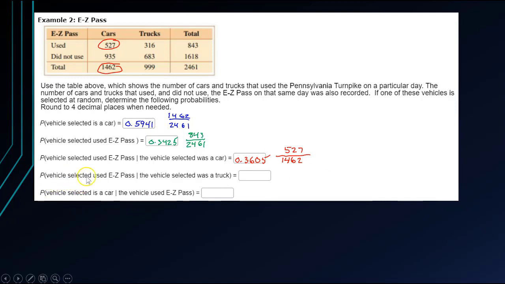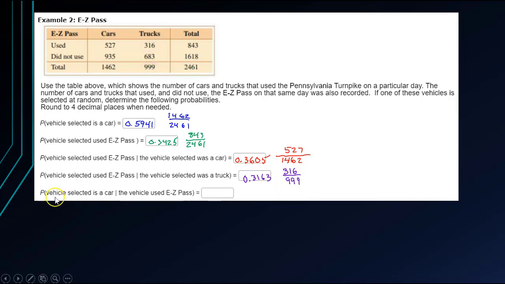The probability the vehicle selected used E-ZPass, given that the vehicle selected was a truck. So I'm only going out of trucks now. There's 999 of those, and 316 used E-ZPass. So it's 316 out of 999, which is 0.3163.